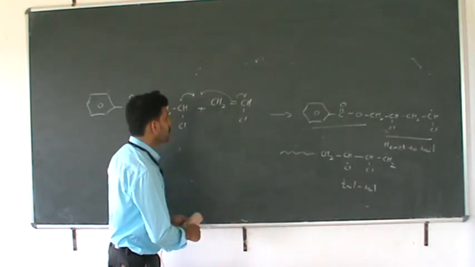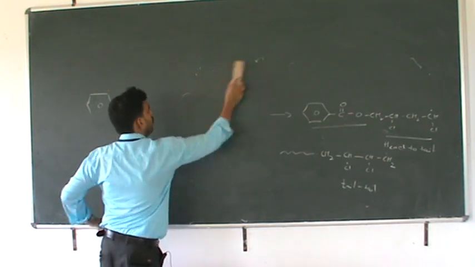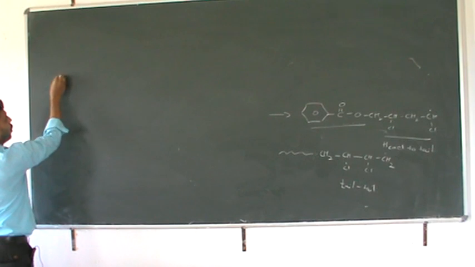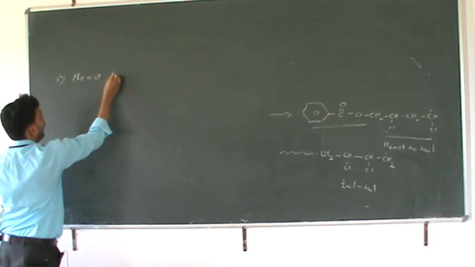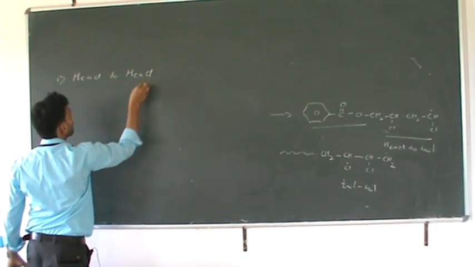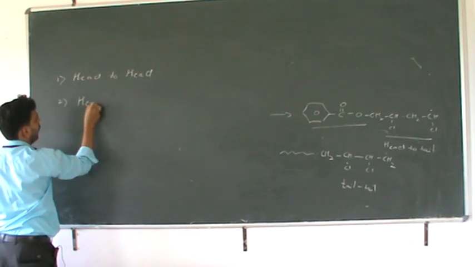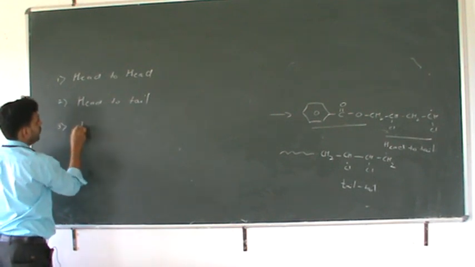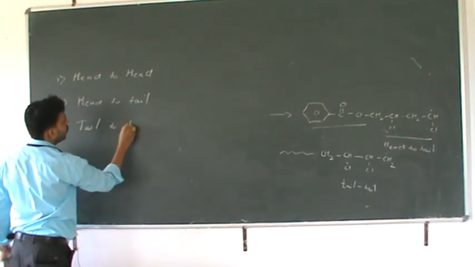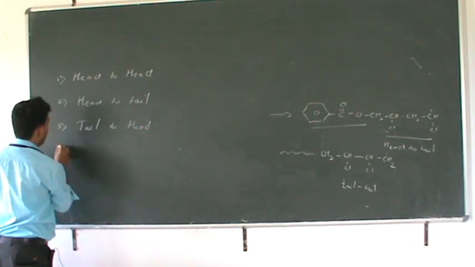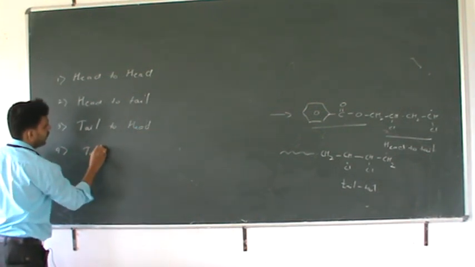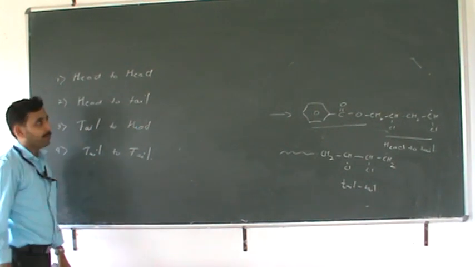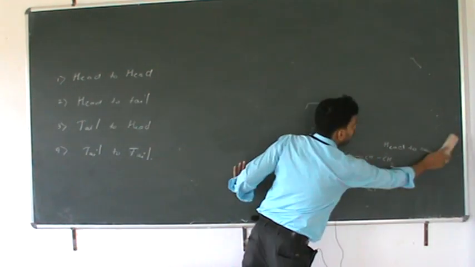In polymerization processes, there are 4 types of ways it produces the polymer chains. One is head to head, the second one is head to tail, the third one is tail to head, and the fourth one is tail to tail type of formation. So here I will show you very briefly.